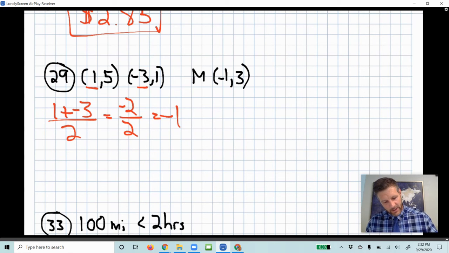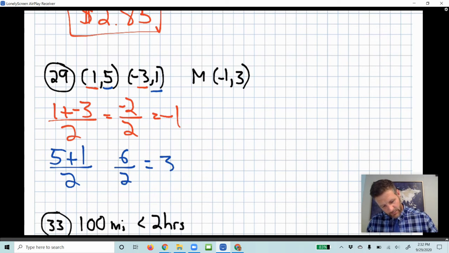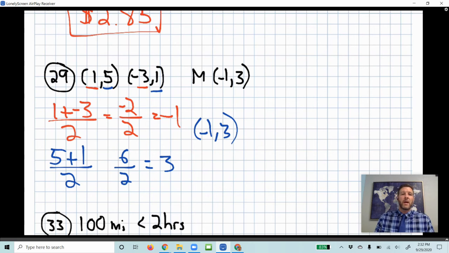Okay. Then we're going to check the y's. We're going to add them and divide by 2. So 5 plus 1 divided by 2. So that's 6/2. And that is equal to 3. And so we do in fact see that this is point -1, 3. So it's true that if your endpoints are 1, 5 and -3, 1, then your midpoint is -1, 3. So that seems true. Watch out.